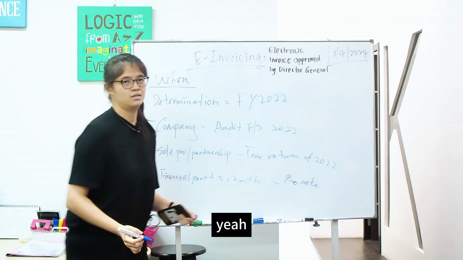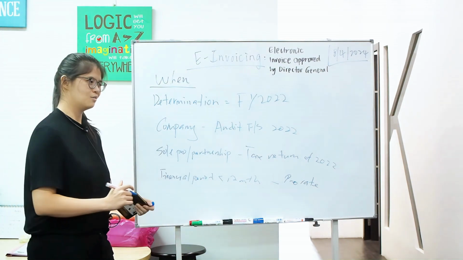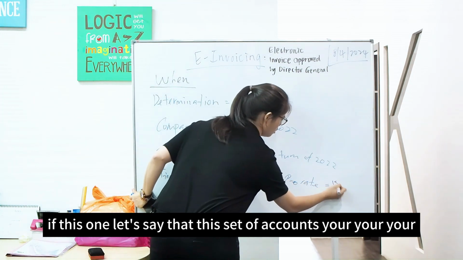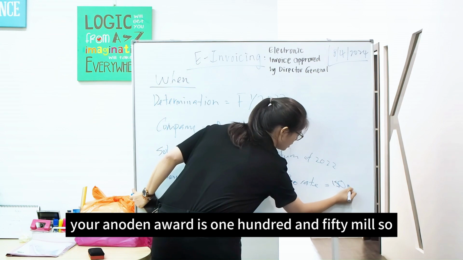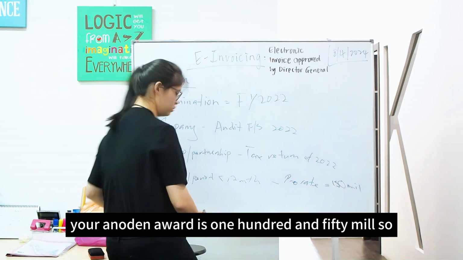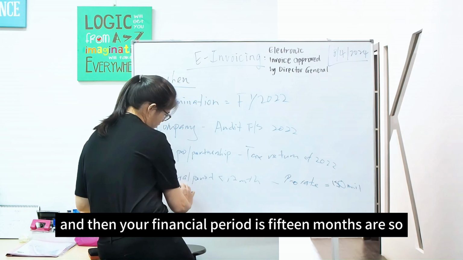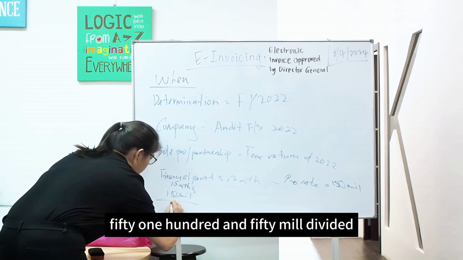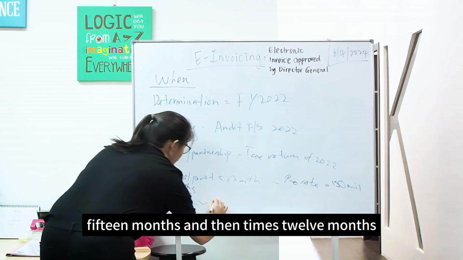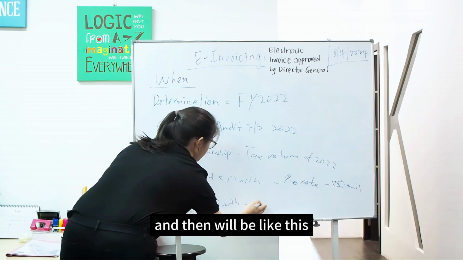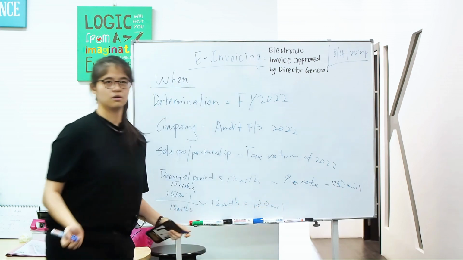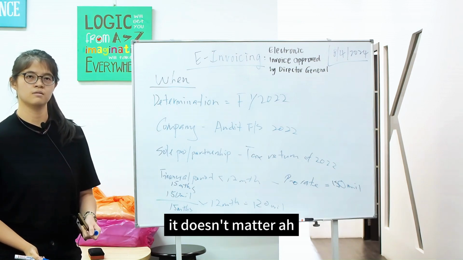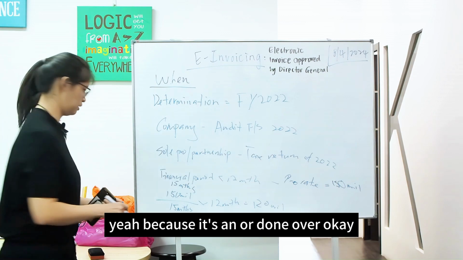No need to work out the actual sales for every month. You just base on, okay, let's say in this set of accounts your turnover is 150 mil, and your financial period is 15 months. So you just do it like this: 150 mil divided by 15 months and then times 12 months. So even though most of my sales were incurred in 3 months, it doesn't matter, because it's annual turnover.